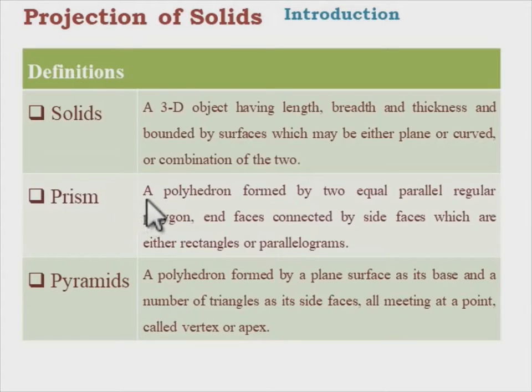Prism is defined as a polyhedron formed by two equal parallel regular polygon end faces connected by side faces which are either rectangles or parallelograms. Pyramids are defined as a polyhedron formed by a plane surface as its base and a number of triangles as its side faces, all meeting at a point called vertex or apex.